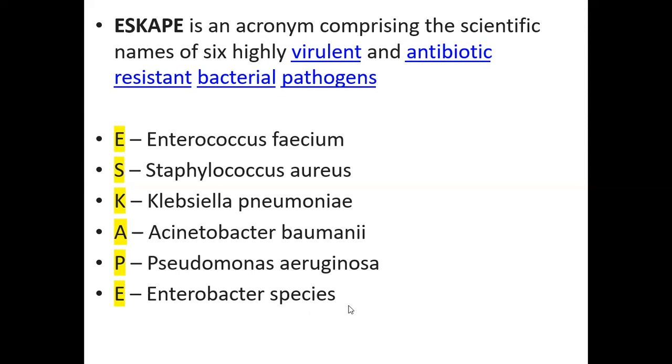So in this group you can see, like the causative agent of plague or anthrax, other angry microbes. But ESKAPE are really dangerous microorganisms because they spread very easily and they can overcome the action of many antibiotics. So it is hard to treat ESKAPE infection. You should know it. Okay.